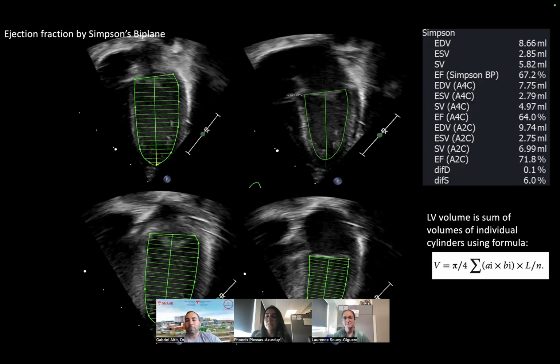To answer the question for other people listening on the line, you can do it on the single machine. It's just our mode of reader. We don't have access to the package, so we have to go on TomTec.